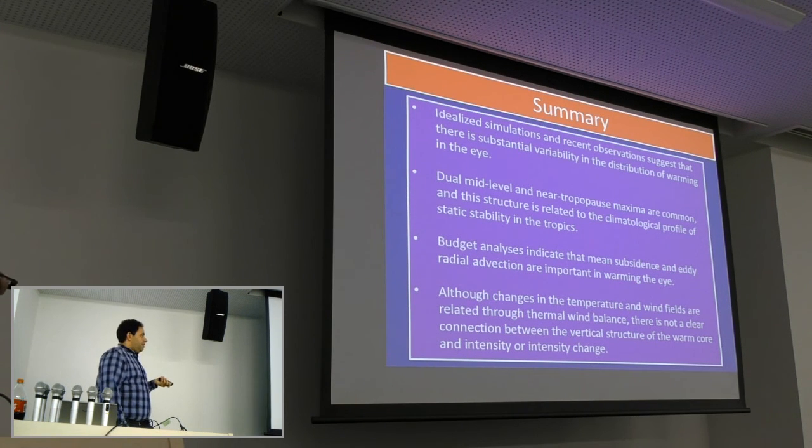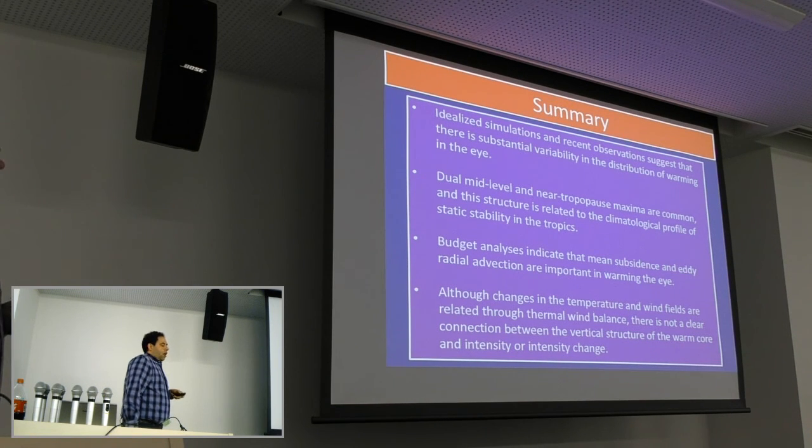And the budget analyses that I showed indicate that the mean subsidence and the eddy radial advection are both important in warming the eye, and I believe the eddy radial advection, at least in the simulation that I've examined, is particularly important in the early part of the development when the storm is weaker.